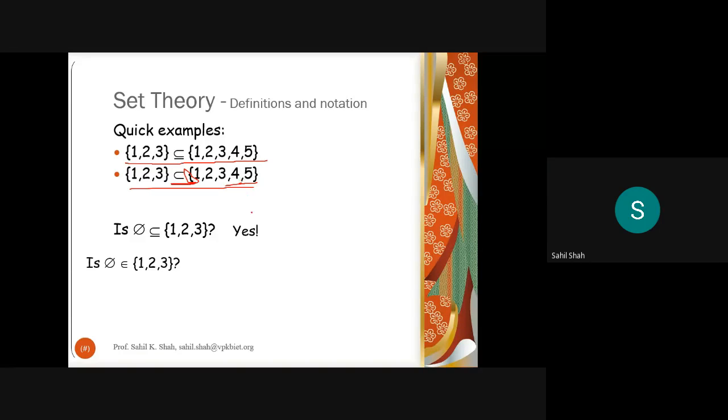Now the next question was whether phi is a subset of {1, 2, 3}. Yes, there is a property that every set is a subset of itself, as well as the empty set is a subset of every other set. So using that property, if I have a problem like this, is phi a subset of {2, 3}, my answer will be yes.